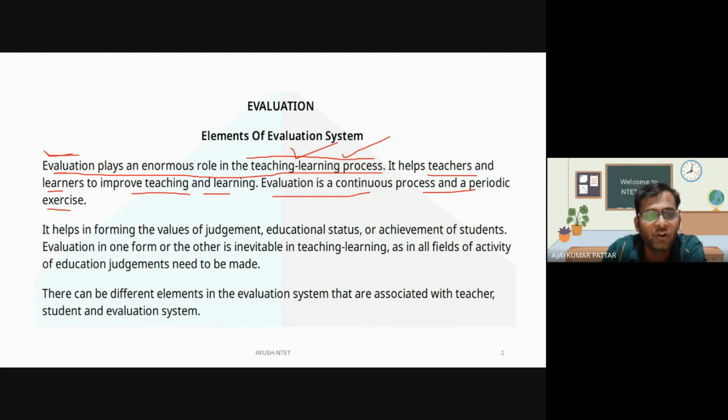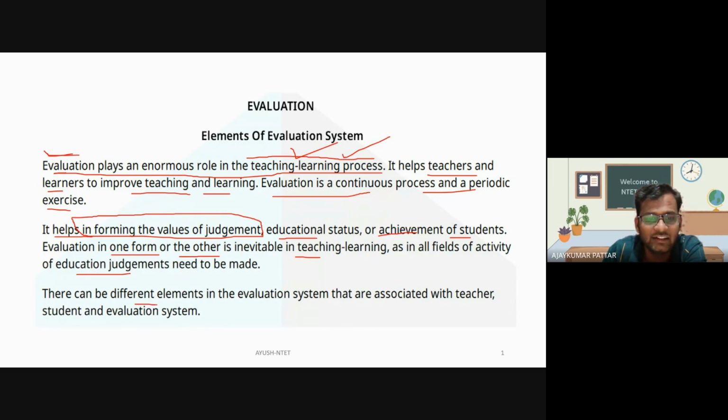Then it helps in forming the values of judgment. Value of judgment is an important term, and based on this the differentiation between assessment and evaluation is made. It helps in forming the values of judgment, educational status, and achievement of the students. Evaluation in one form or another is inevitable in teaching learning, as in all fields of educational activity judgments need to be made. Without evaluation, there is no teaching learning.